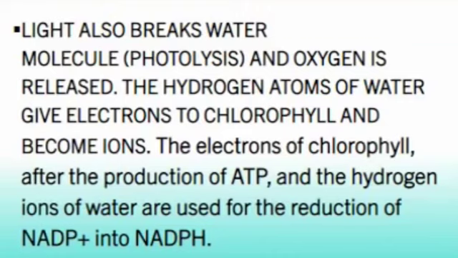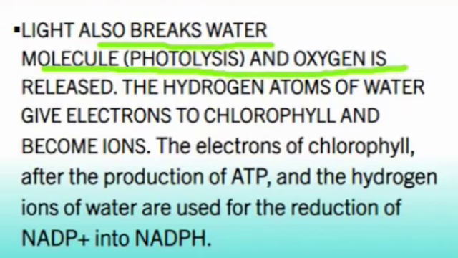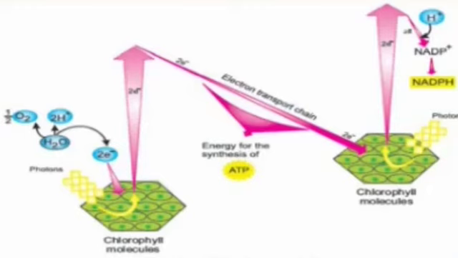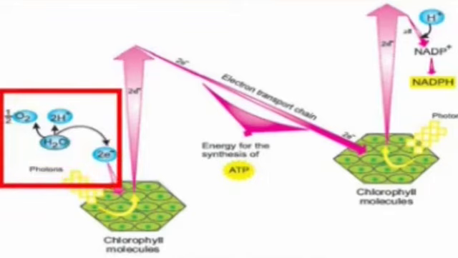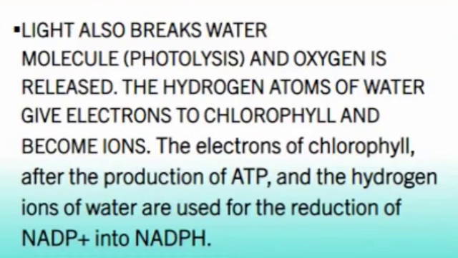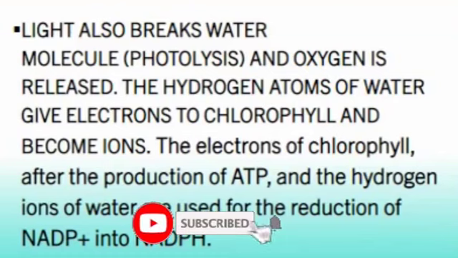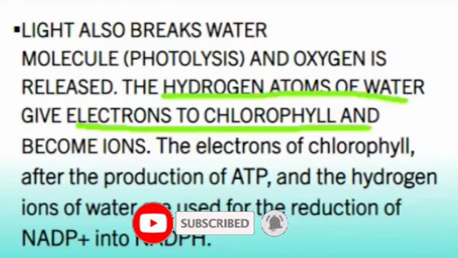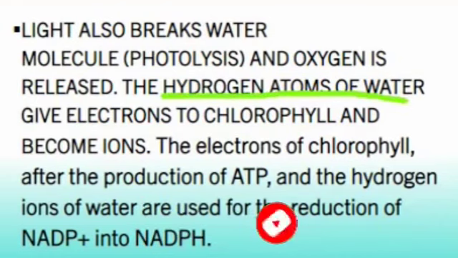Light also breaks the water molecule: photolysis. Photo means light and lysis means breakdown. Photolysis means breakdown of the water molecule, and oxygen is released. As shown in the diagram, when chlorophyll molecules absorb light, this light also breaks the water molecule and releases oxygen from it. The hydrogen atoms of water give electrons to chlorophyll and become ions.